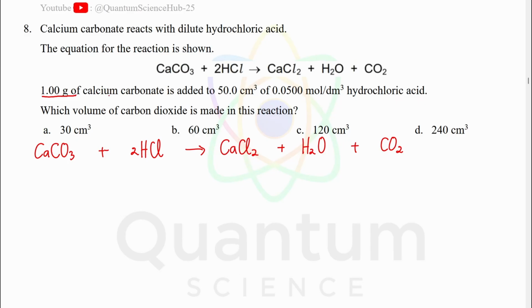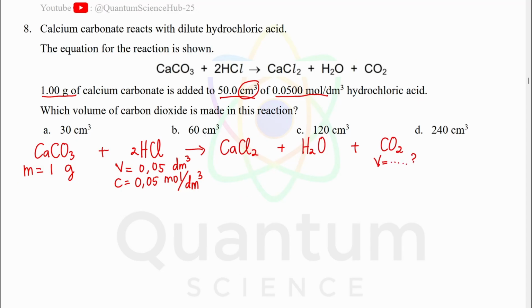So we have 1 gram of calcium carbonate. So in here, mass equals 1 gram. And this is the volume, right? The volume is in centimeter cube, and you have to change it into decimeter cube first. So you divide by 1000. So the volume here is 0.05 dm cube. And this is the concentration of hydrochloric acid, which is 0.05 mole per dm cube. Okay, the question is asking which volume of carbon dioxide is made in this reaction. So carbon dioxide in here, volume equals question mark.